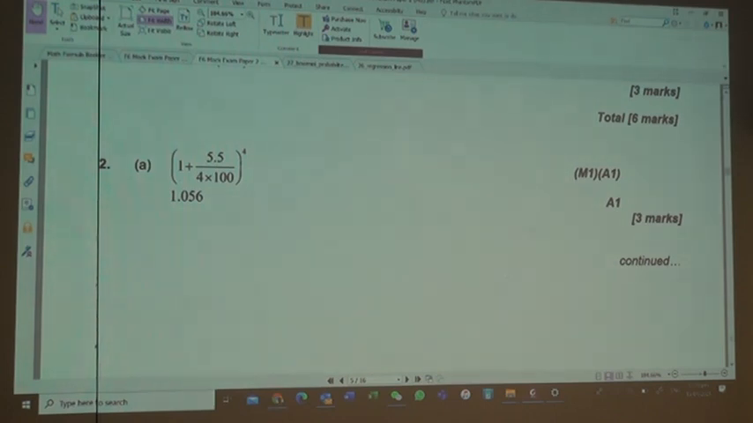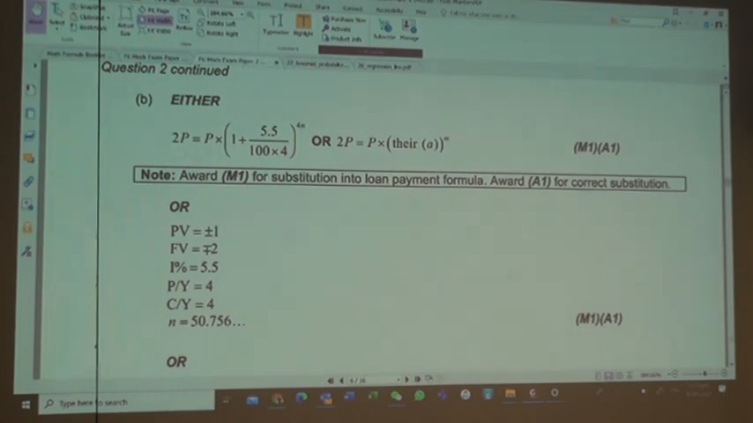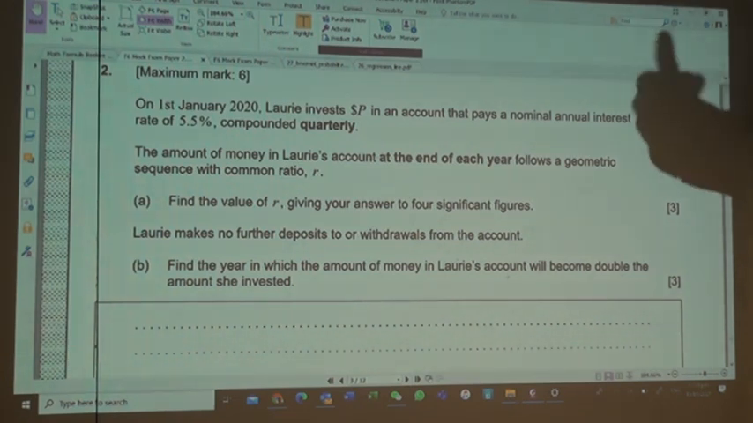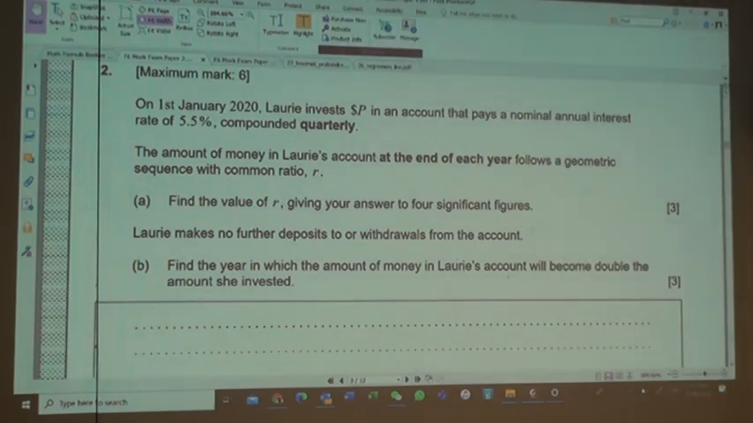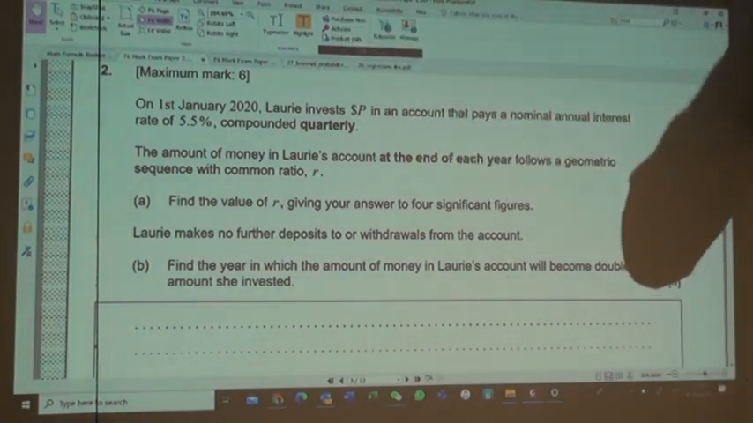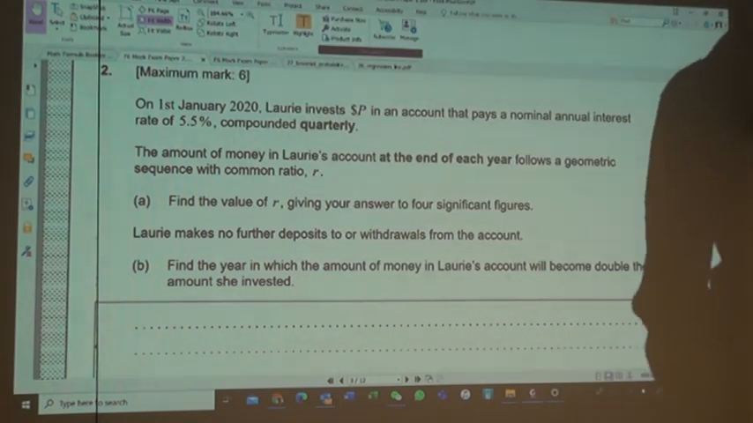3 marks, cheap stuff. Okay, so the next one is asking for how long. Laurie makes no further deposit or withdrawal from the account. That condition is very important because you might do financial maths in future, and every year you are depositing. In fact, there's a particular question when I was teaching sequences that I gave you. This person ended up depositing P every year, and I asked you to show that the sum of the money is equal to something. It's like a long sequence in terms of P. If you remember that question.